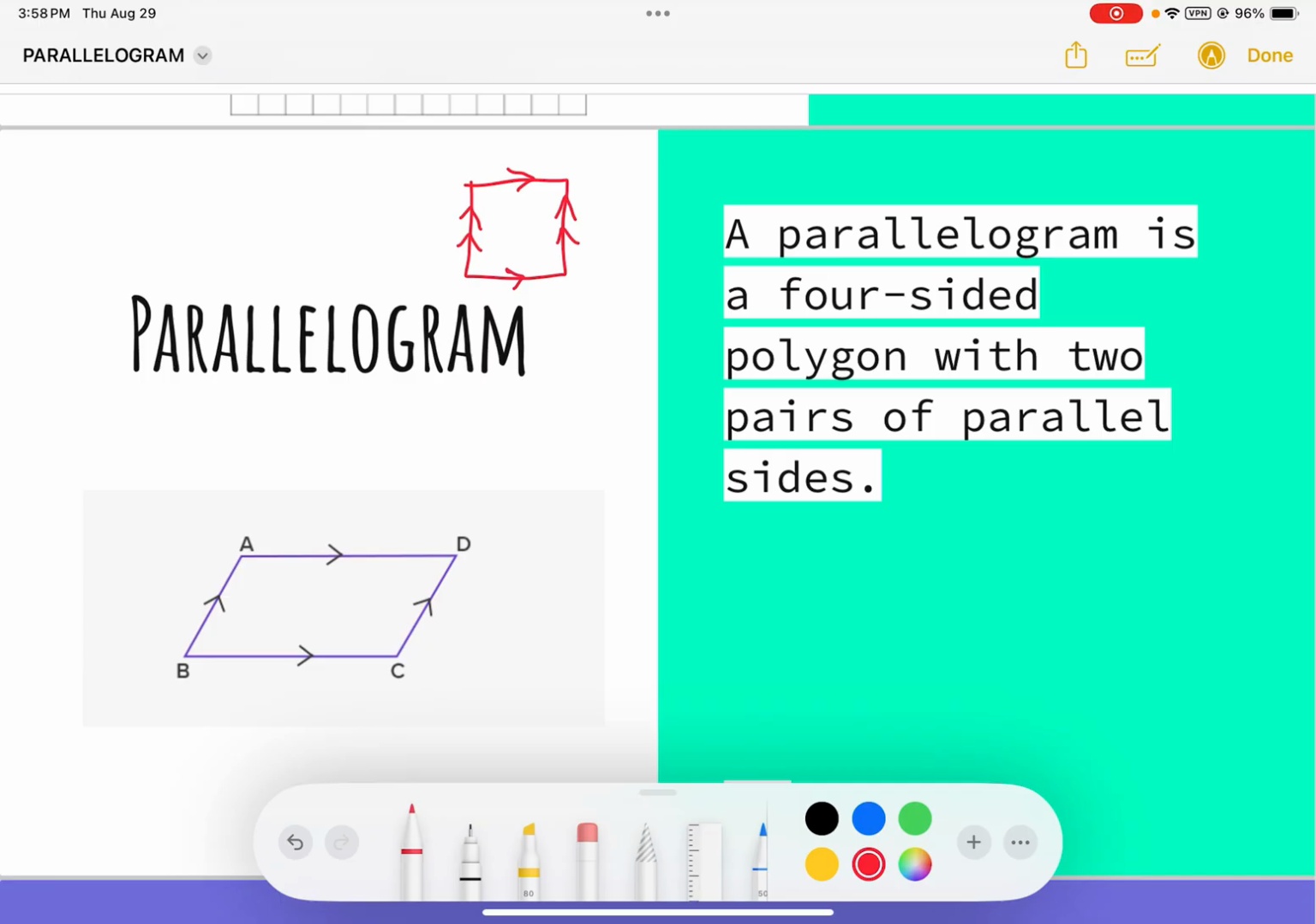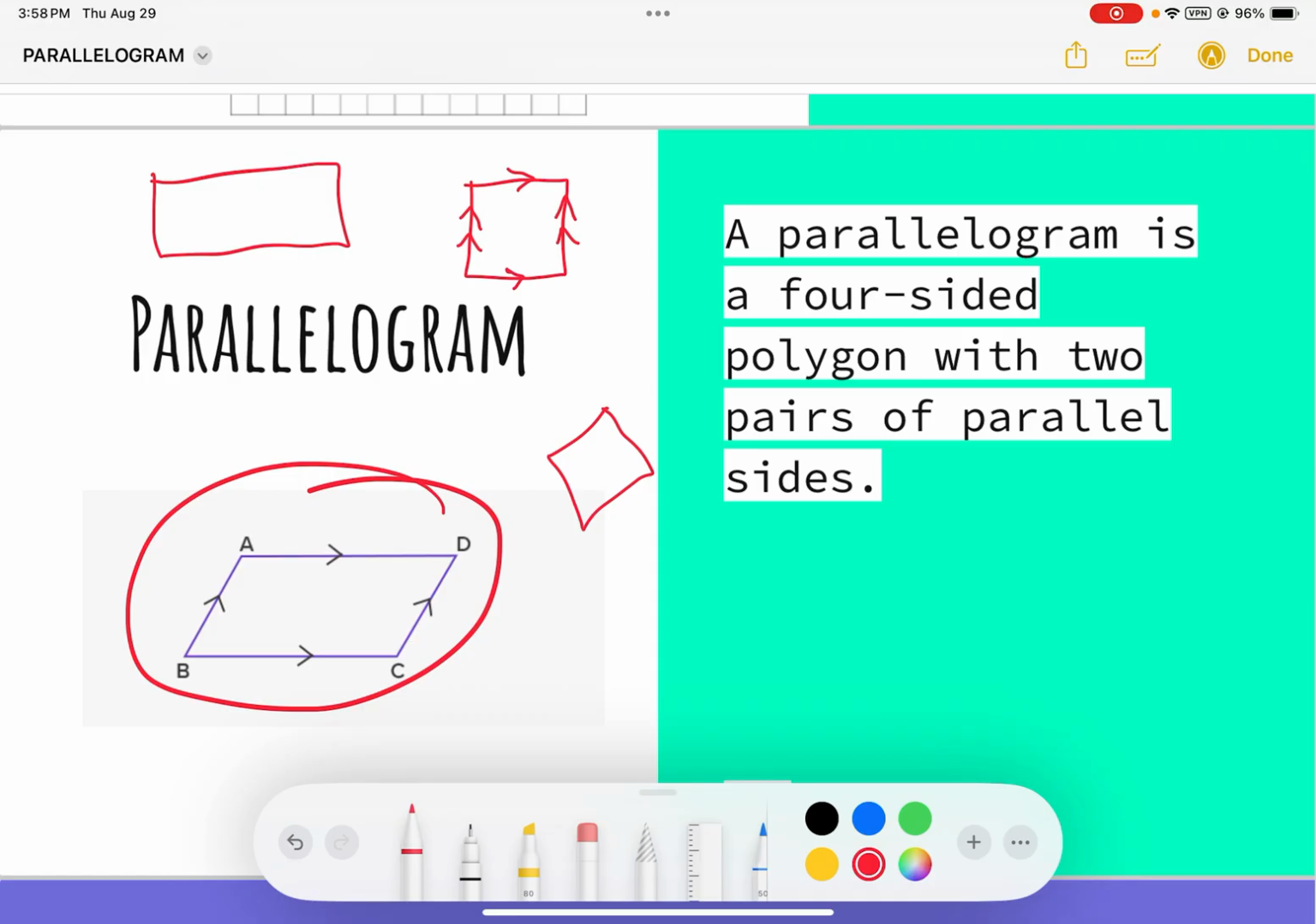And it has 4 sides. A parallelogram could be a rectangle. A parallelogram could be a rhombus, as long as the opposite sides are parallel with each other. So there's a lot of parallelograms, but most of the time our parallelograms are going to look something like this.